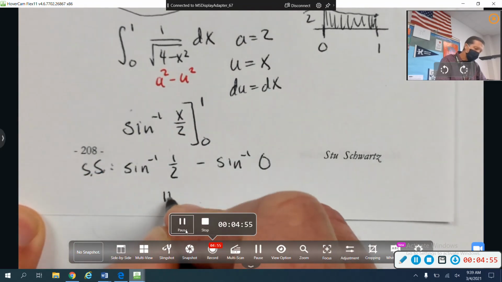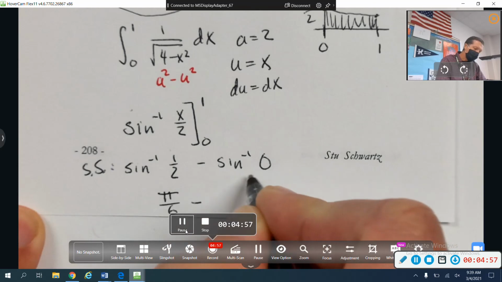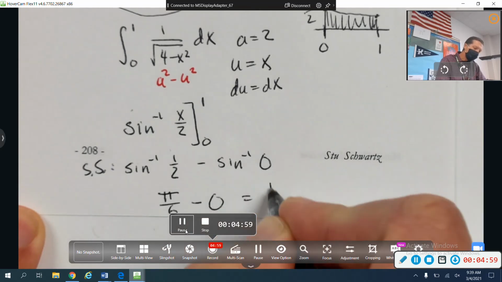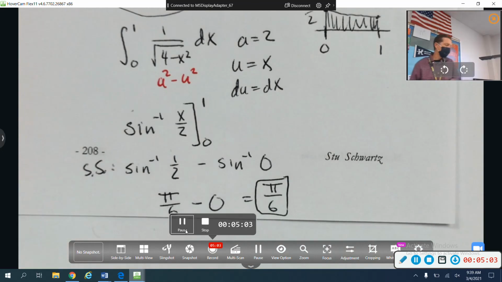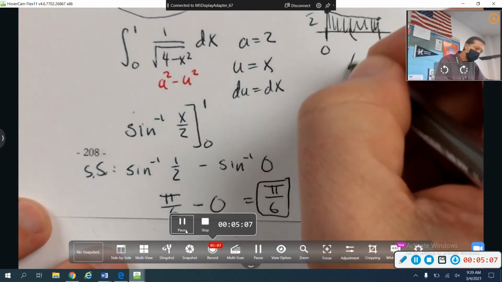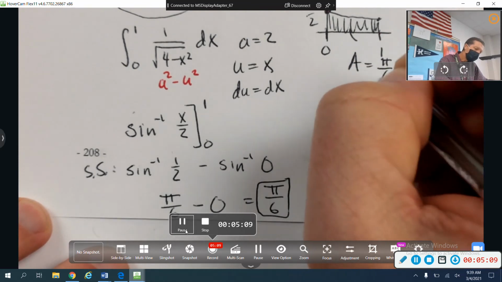Inverse sine of 1/2 is pi over 6. Inverse sine of 0 is 0. So a multiple choice test is probably going to have pi over 6 as the answer. So the area under that curve is pi over 6.